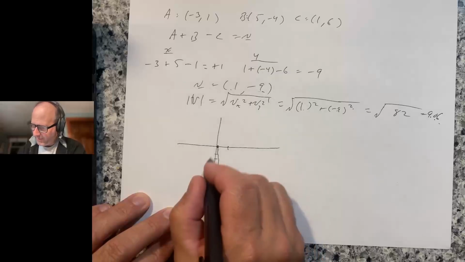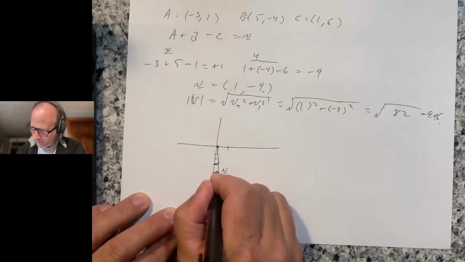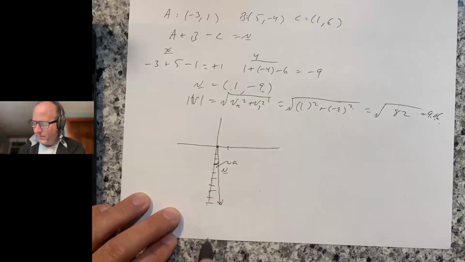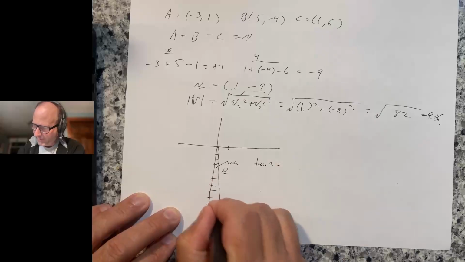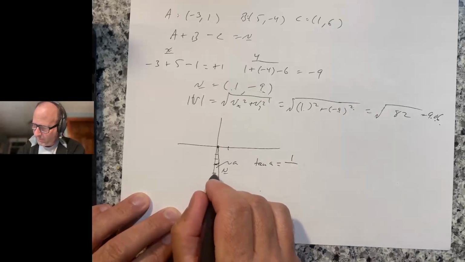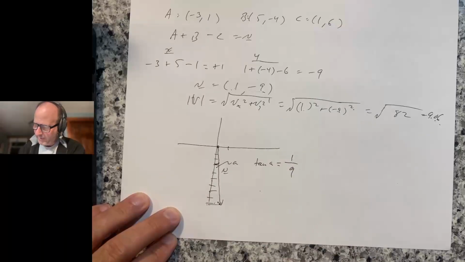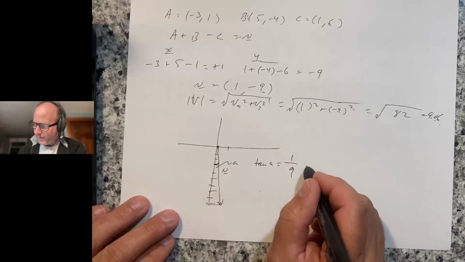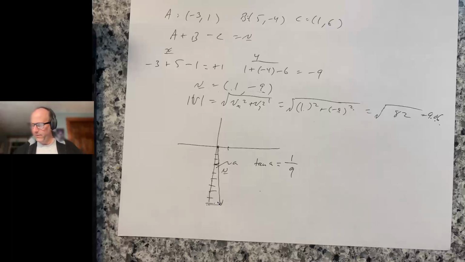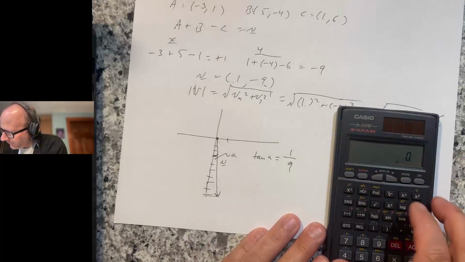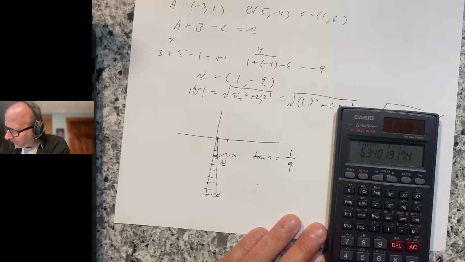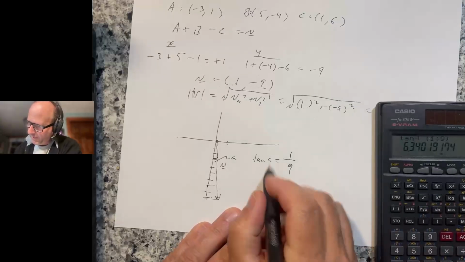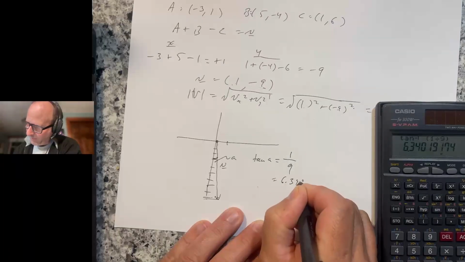Now, which means that its angle, this little angle here, which I'll just call a, is going to be really tiny. All right, and the tangent of that a would be the opposite, which is 1 over the adjacent, which is 9. All right, and so then I can look at the arctangent of 1/9. So inverse tangent of 1/9, and this should be a pretty small number. Yeah, 6.34 degrees.